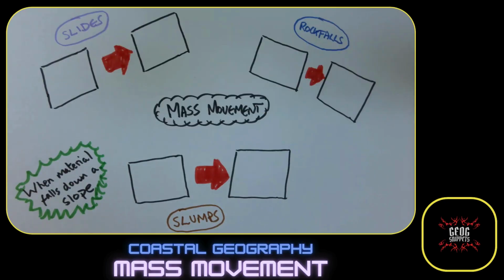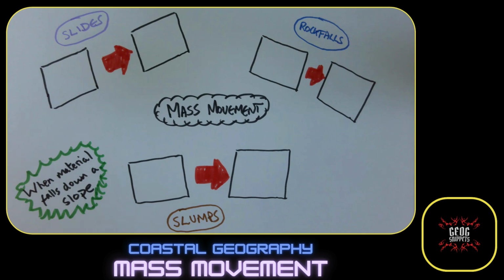In this geography snippet, we're going to look at mass movement. Mass movement is a process that causes coastlines to retreat rapidly. The reason they retreat rapidly is because large amounts of material are able to collapse and move down a slope very quickly, and that can then be eroded and carried away by the sea.